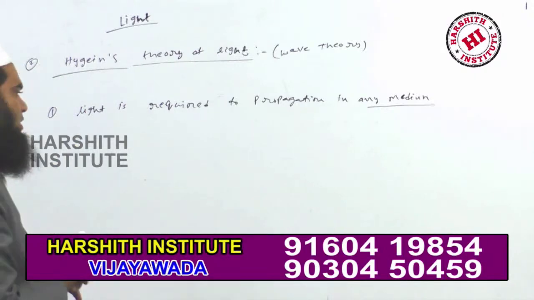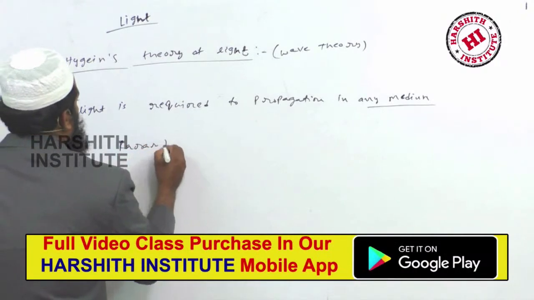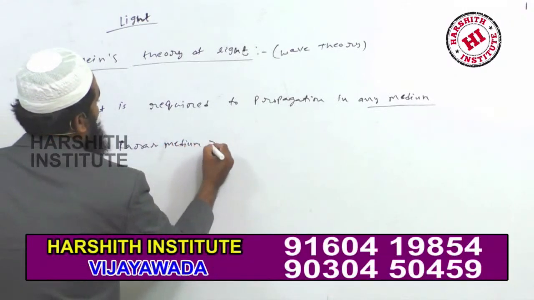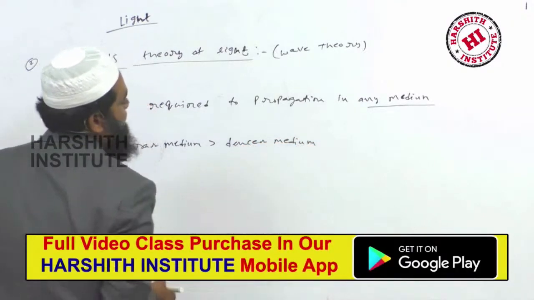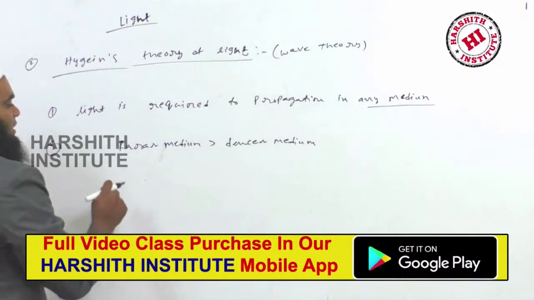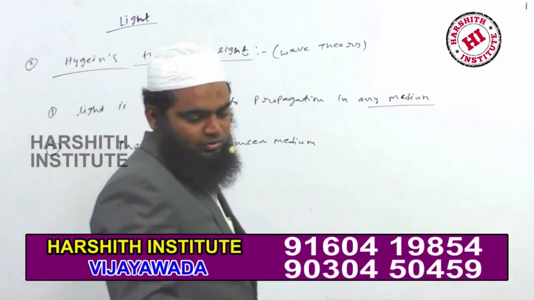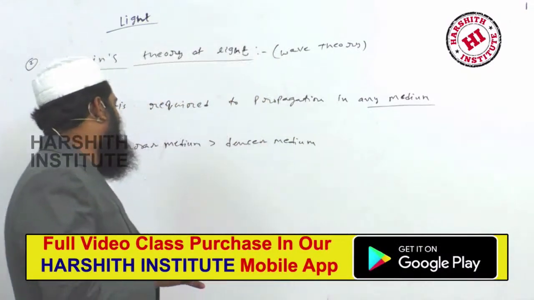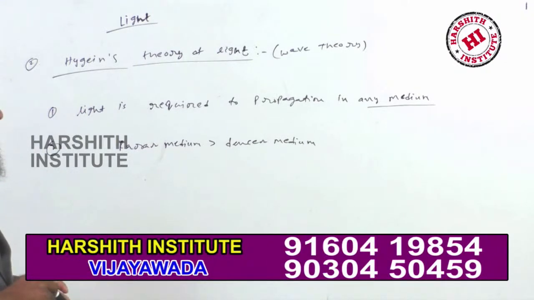So this is the first condition. The second condition given here: the velocity of light in a rarer medium is more than in a denser medium. So in this theorem, the velocity of light is more in a rarer medium and less in a denser medium. It is the second postulate.